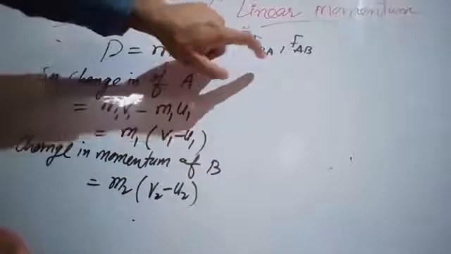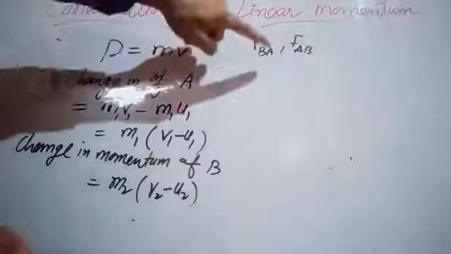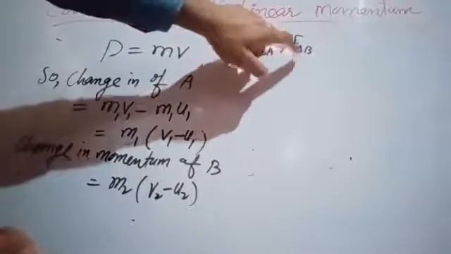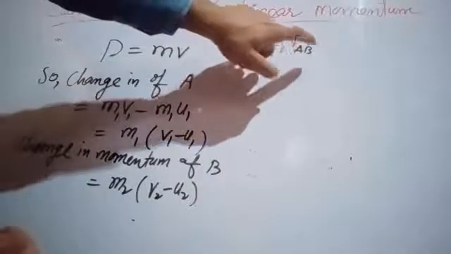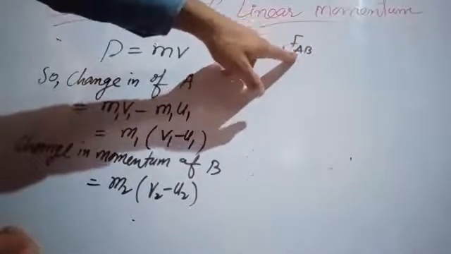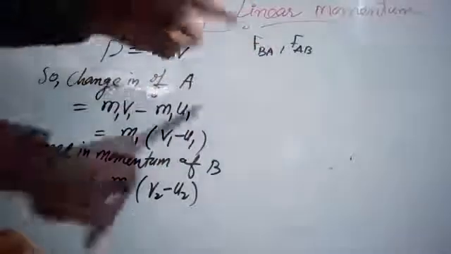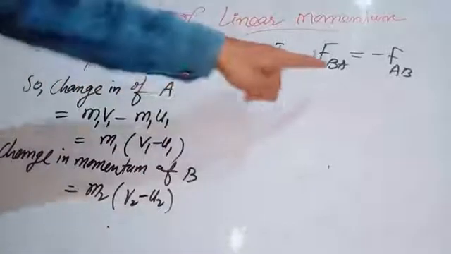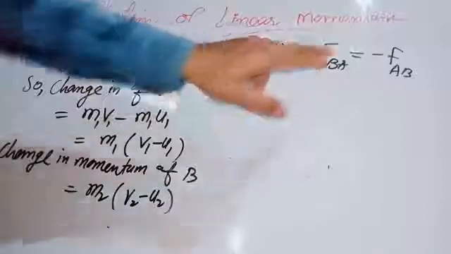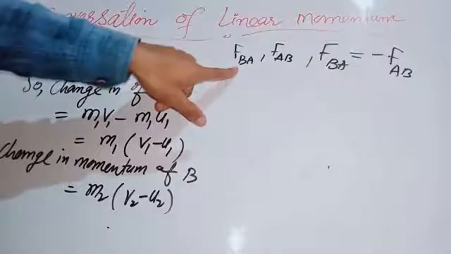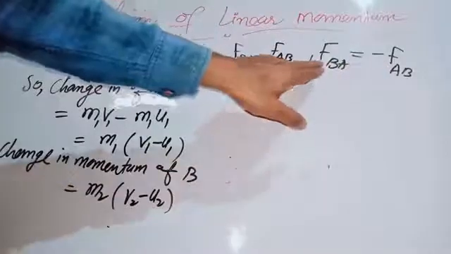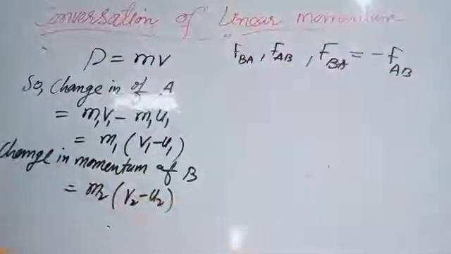The force exerted by body A on body B will be equal, but in the opposite direction, to the force exerted on body A due to body B. So according to Newton's third law of motion, to every action there is an equal and opposite reaction. So this action will be equal to this reaction, but in the opposite direction. So FBA will be equal to minus FAB.